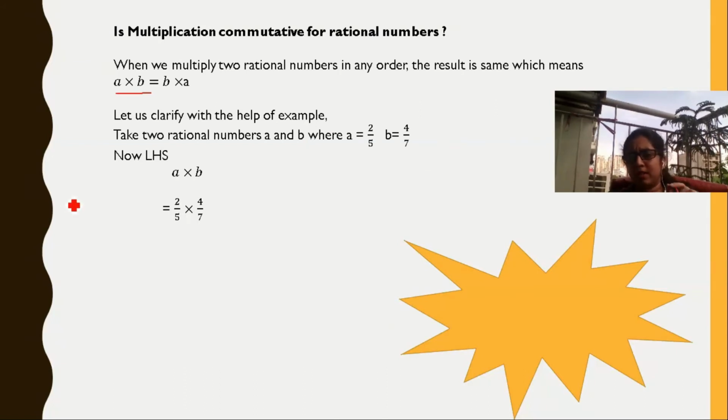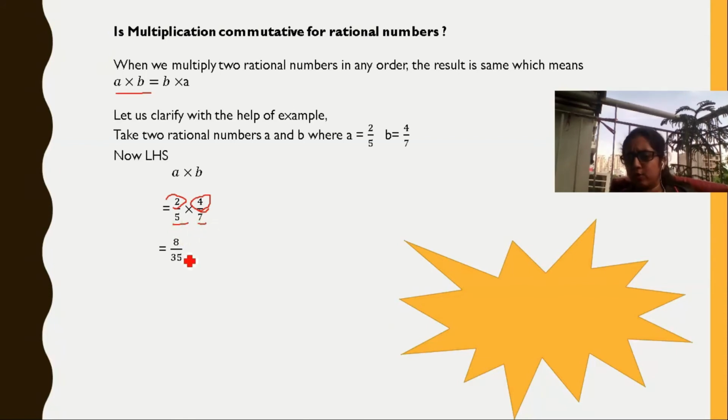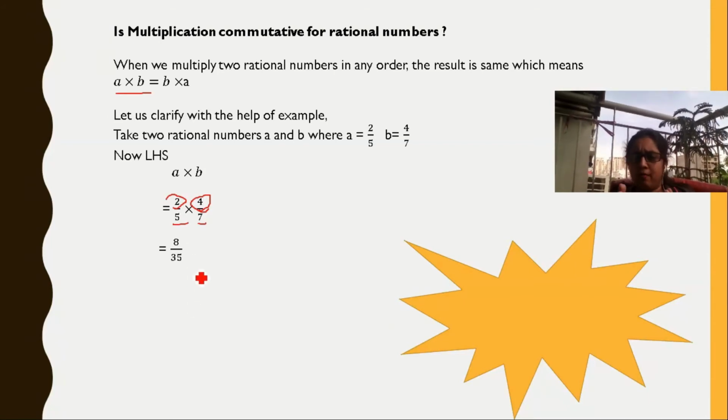In the multiplication of rational numbers, we will multiply the numerators, then we will multiply the denominators. Like in this equation, the two numerators are 2 and 4. We will multiply the numerators with each other, like 4 into 2, 8. And then we will multiply the denominators, 5 into 7. When we multiply 5 into 7, we get 35. So our answer is 8 upon 35. When we solve the left hand side, we get 8 upon 35.